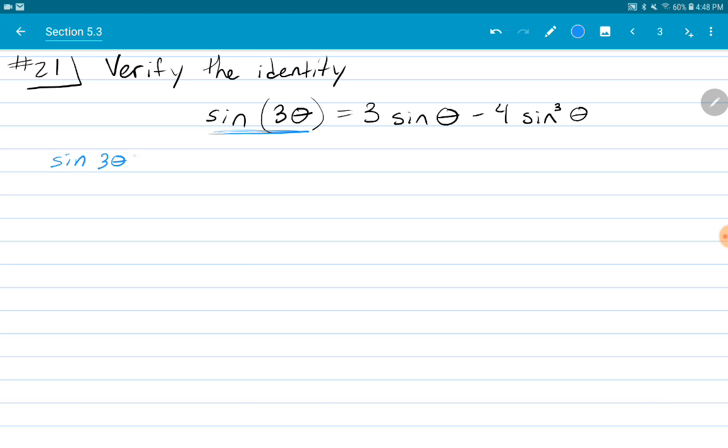So I'm going to start by breaking down sine of 3 theta into 2 theta plus theta. Okay, and then I just have the sine of a sum, so I can use our sum identity, which is sine of 2 theta times cosine of theta plus cosine of 2 theta sine of theta.